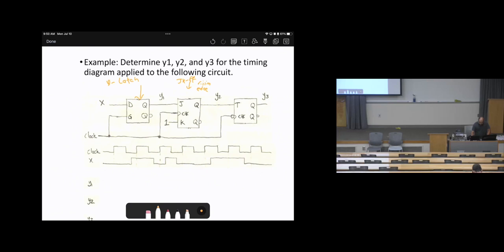The last one, it's flip-flop, T flip-flop, and it is falling edge. Why? Because there is a bubble. So it is falling edge.